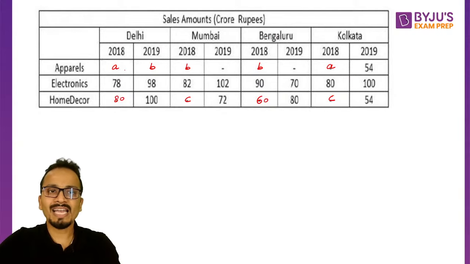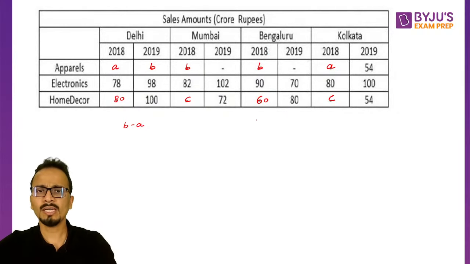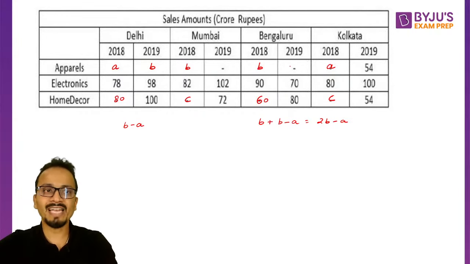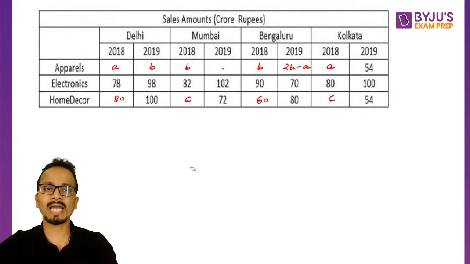Now Delhi, the value goes from A to B. So the increase in Delhi was B minus A. So the same increase should be applied to Bengaluru. Bengaluru's initial value is B. If I increase it by B minus A, this value will become 2B minus A. So the value of apparels for Bengaluru in 2019 will become 2B minus A. All right, clear? Okay, now let's erase this extra part and look at the next part of the same statement.